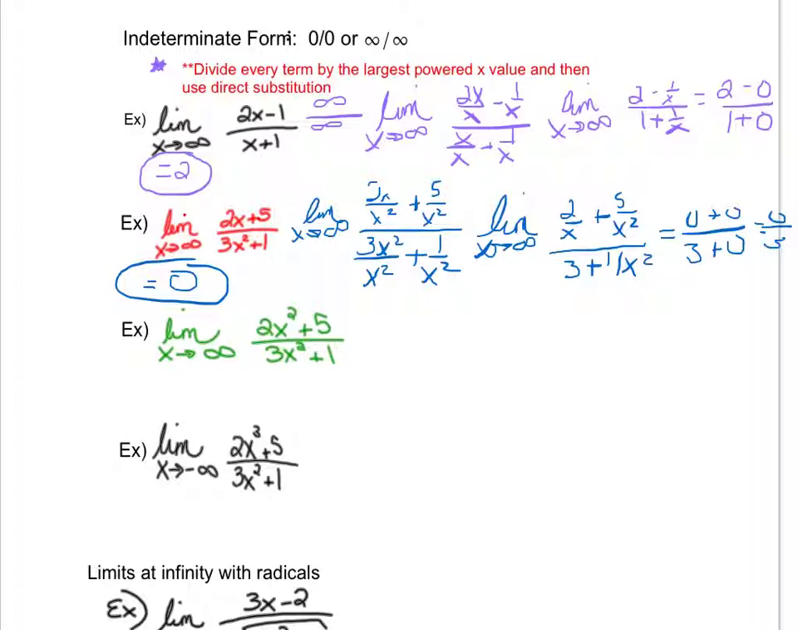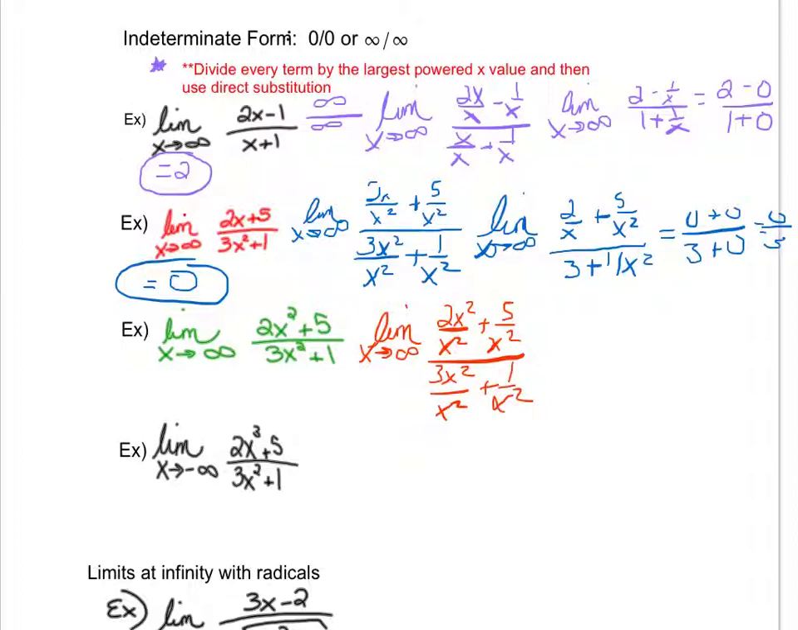Looking at 2 more examples of this type, just to see all the different possibilities I can get. On example 3, again, I try direct substitution. Direct substitution is going to give me infinity over infinity again, so I'm going to divide by my highest powered variable, which is x squared. So I'll have the limit as x approaches infinity of 2x squared over x squared plus 5 over x squared, all over 3x squared over x squared plus 1 over x squared.